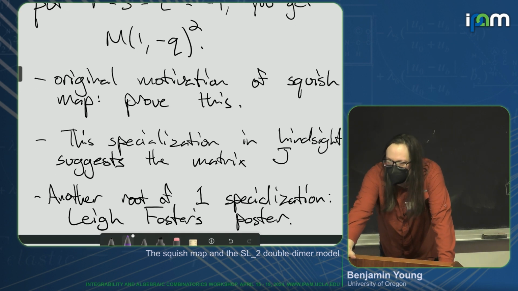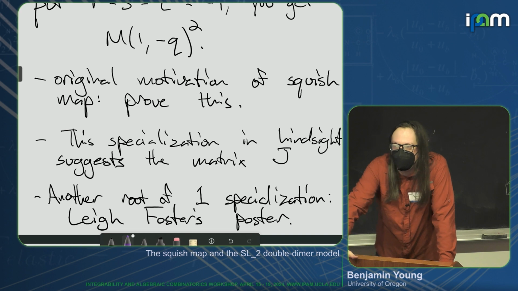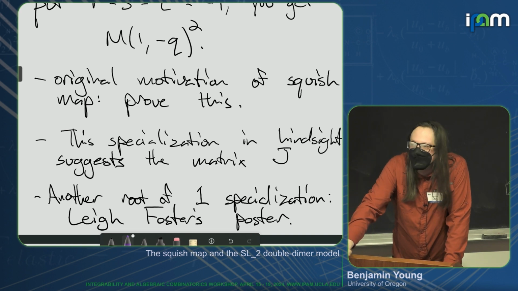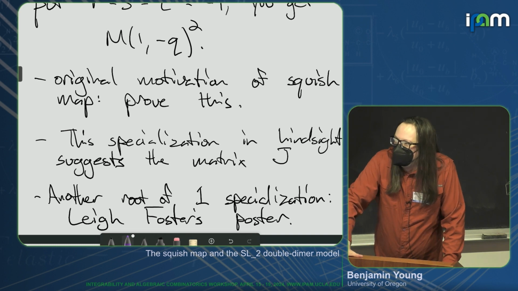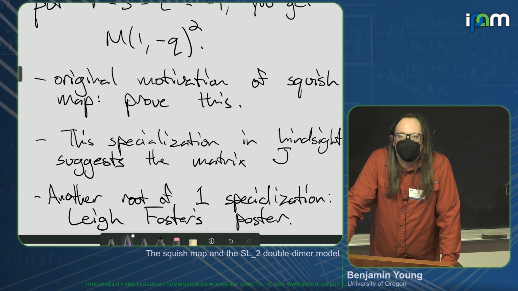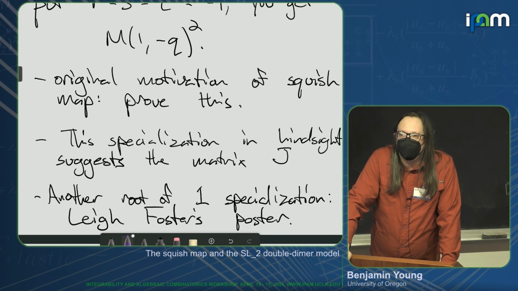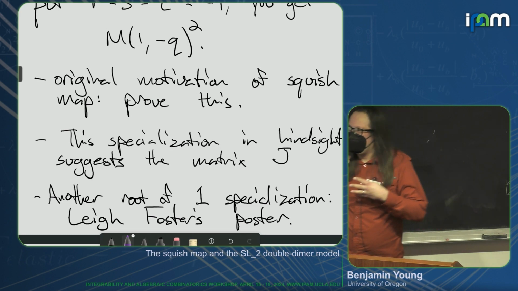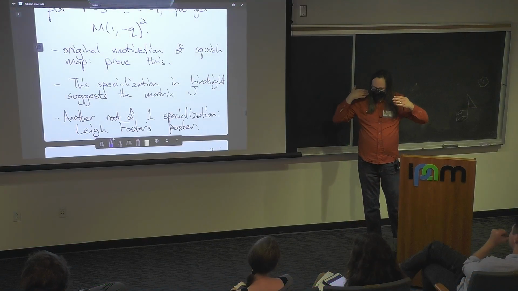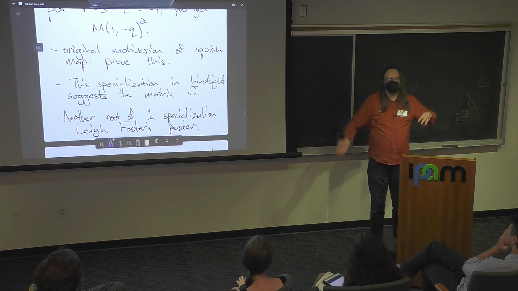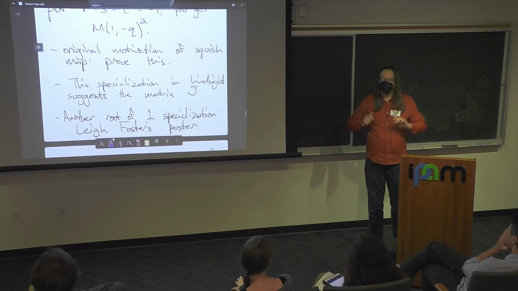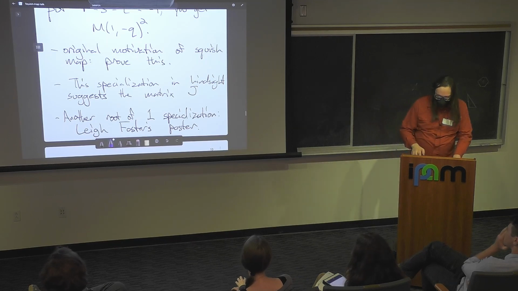Leigh is doing a poster later today, and she's going to talk about a different specialization in which instead of putting R, S, and T to be -1, you put them to be a particular root of unity. And when that happens, a really neat thing happens. You get this sort of tiling problem that relates back to Conway's tiling groups, tilings with stones and bones and things. So that's very neat. So look for that poster.